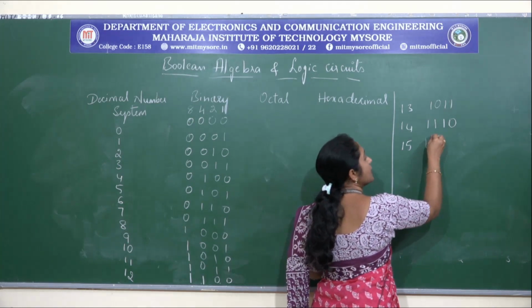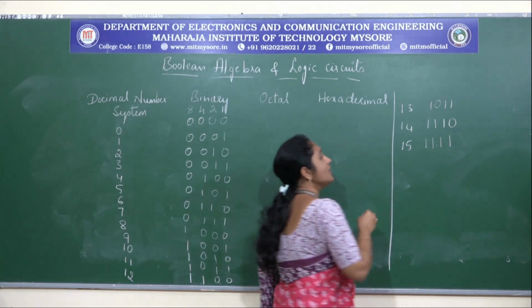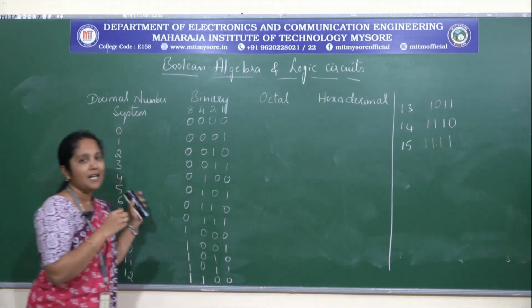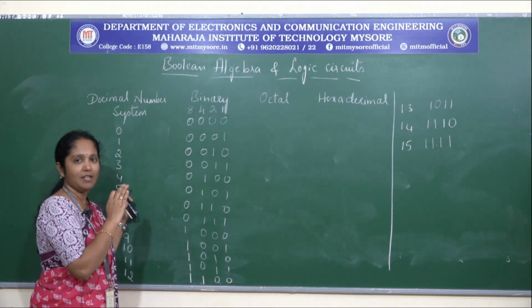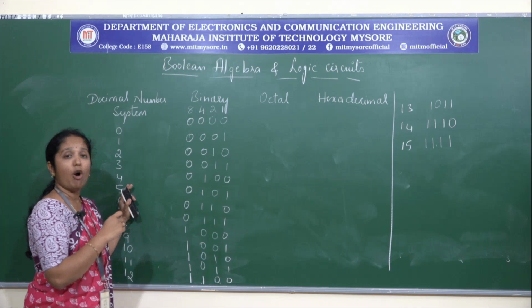15 is 8 plus 4 plus 2 plus 1. So this is how we need to write the binary equivalent for any given decimal number. Now let me write the octal number.